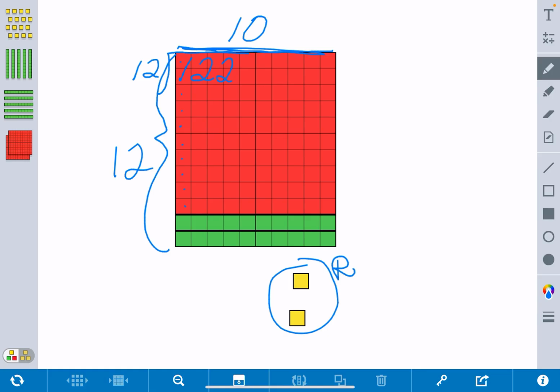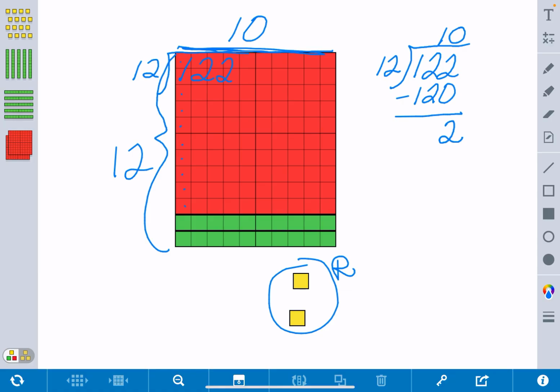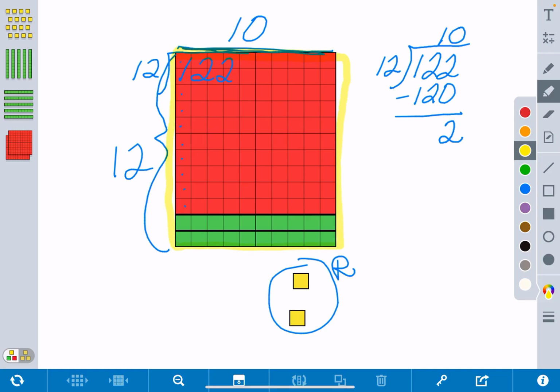So let's do that as a regular division problem. I started with 122 and I divided it by 12. Okay, so 10 12s are 120, and that's with 2 left over. Well, let's look at where that 120 is. That 120 is right here. This right here is the 120, and the extra 2 are right here.